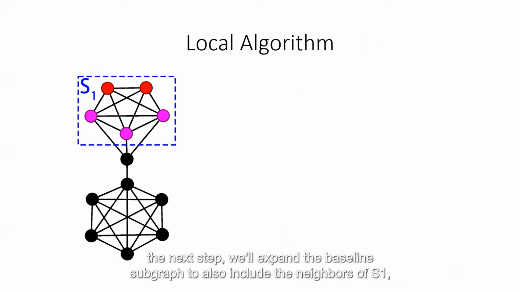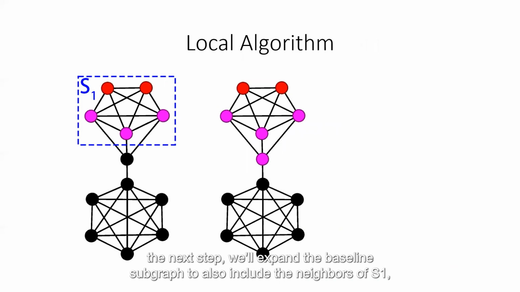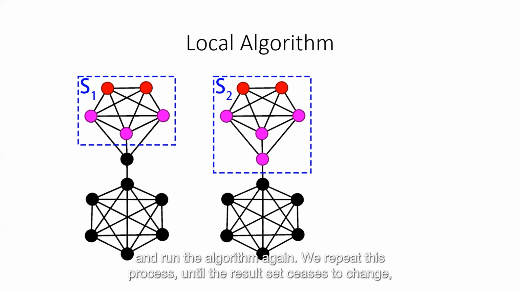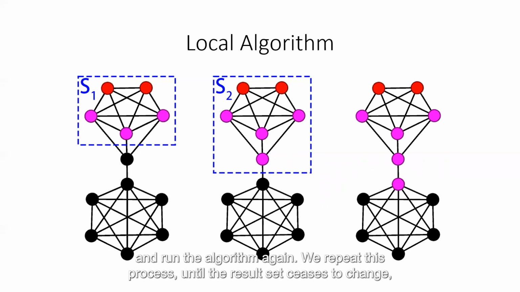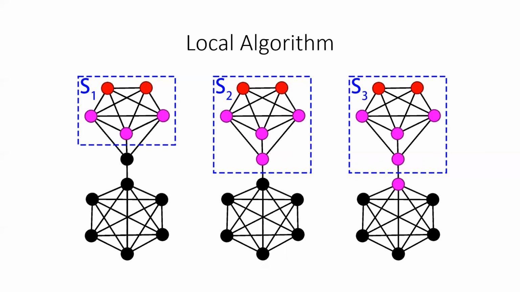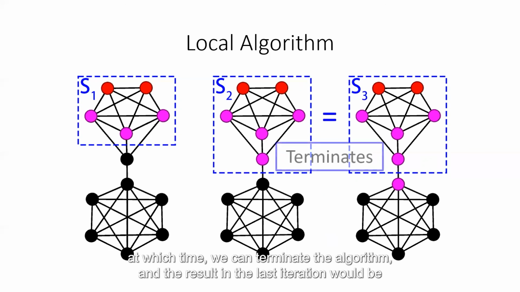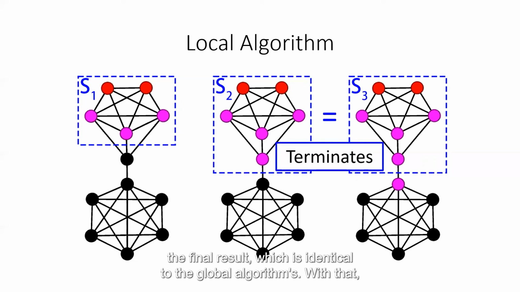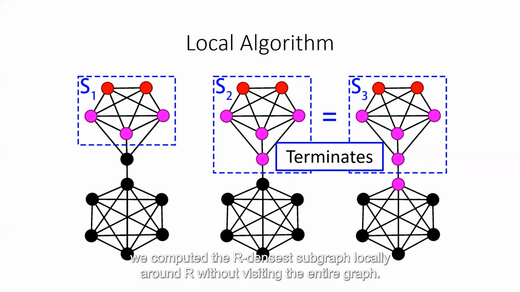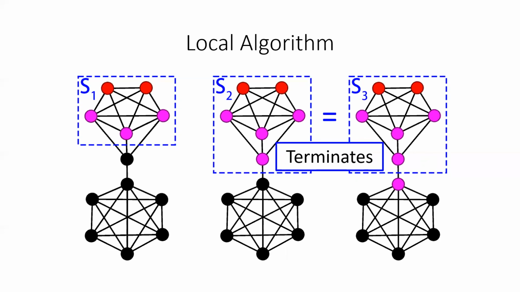In the next step, we'll expand the baseline subgraph to also include the neighbors of S1 and run the algorithm again. We repeat this process until the result set ceases to change, at which time we can terminate the algorithm and the result in the last iteration would be the final result, which is identical to the global algorithm's. With that, we computed the R-densest subgraph locally around R without visiting the entire graph.